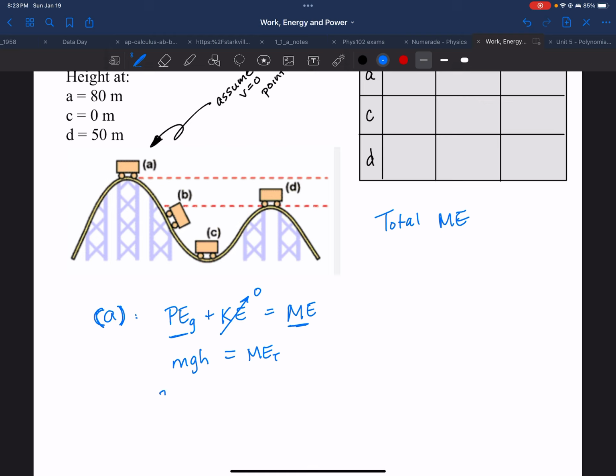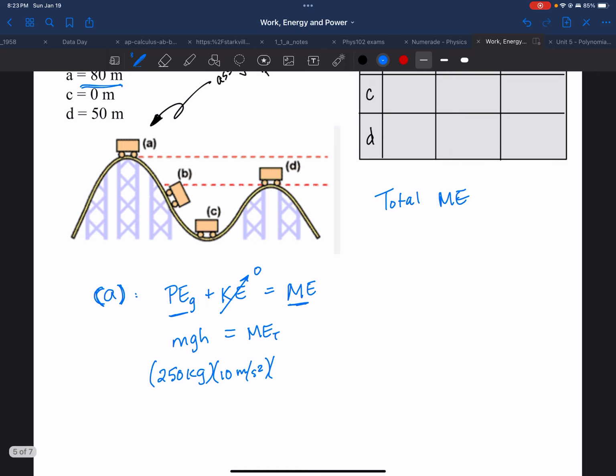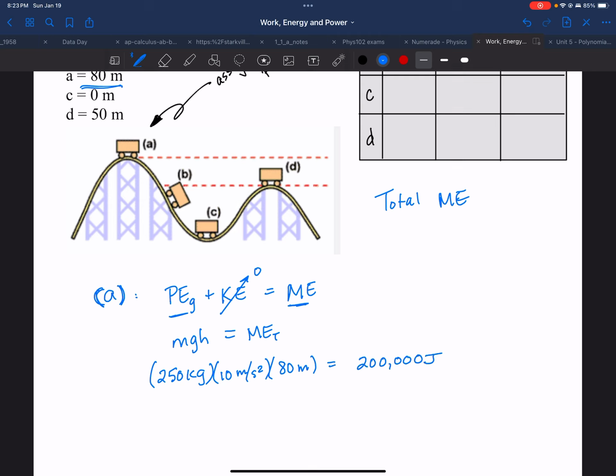All right, my mass is 250 kilograms. And gravity, we're going to use 10 meters per second squared. And my height on that one I said was 80 meters. So that gives us a total value of 200,000 joules. Now, a joule is the same as a Newton meter. It's just when we're speaking of energy, we use the unit of joule. It's a kilogram meter squared per second squared if you're looking at the breakdown. So now we know our total mechanical energy, which is 200,000 joules.